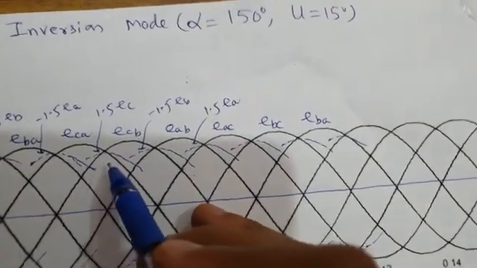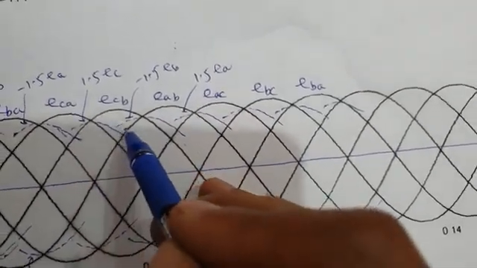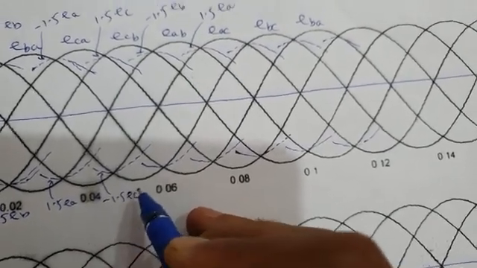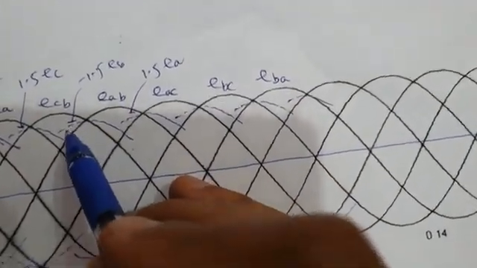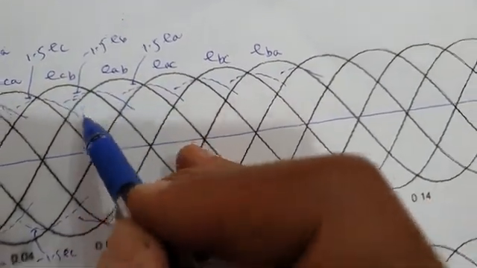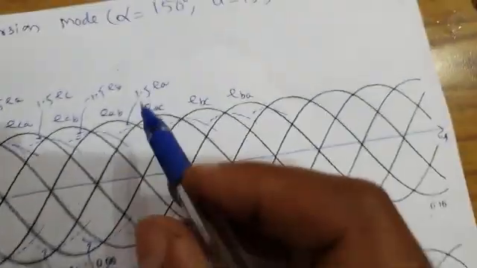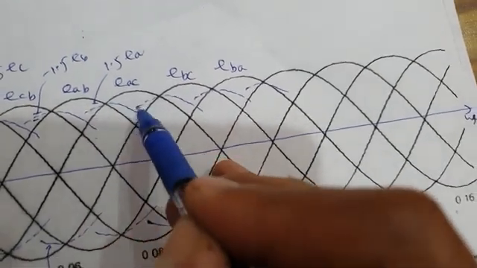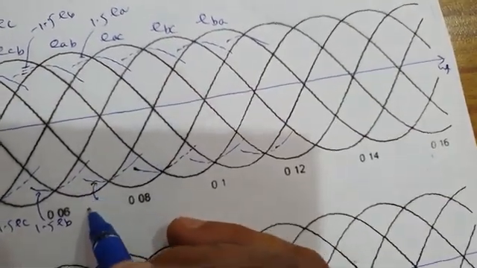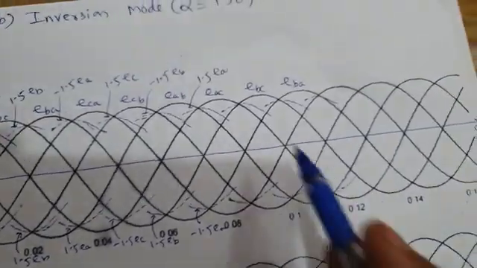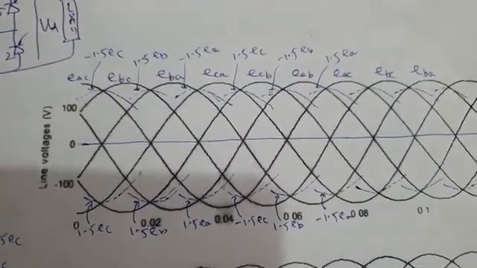This is 1.5 EC, and this will be minus 1.5 EC. This is minus 1.5 EB, you can see, so this is plus 1.5 EB. This is 1.5 EA, so this will be the mirror image, minus 1.5 EA. And that's it. So I have drawn these.